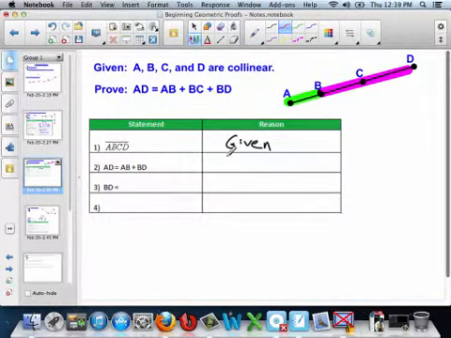Wouldn't AB and CD be the same? No. Caleb? So the parts equals the whole. It's the sum of the parts equals the whole, guys. It's the same thing over and over again. So therefore, our reasoning is segment addition postulate.